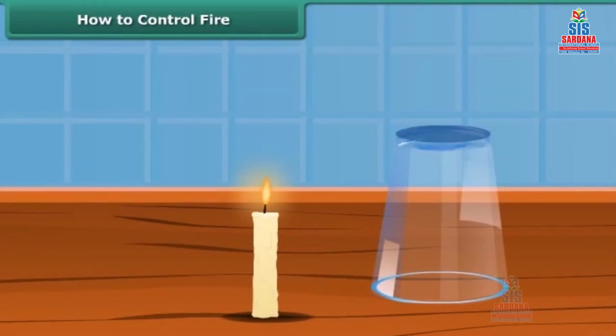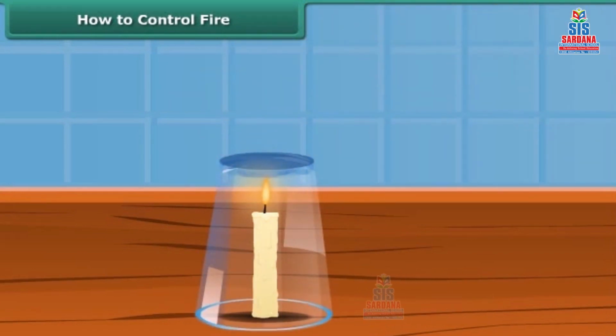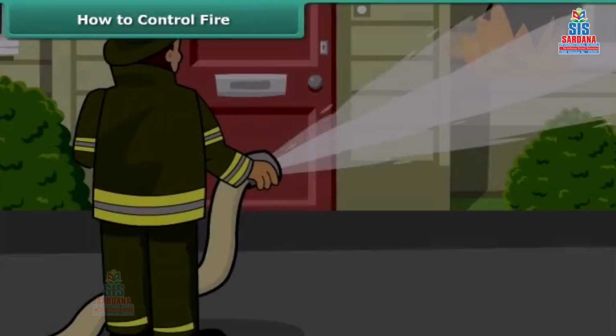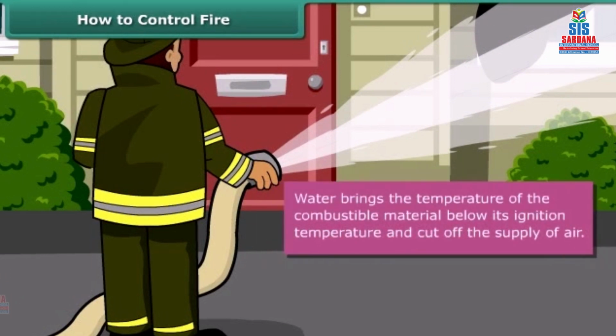Now we will see how the fire can be put off. Fire needs oxygen, heat, and fuel to exist. However, it can be extinguished by removing any one of them. You must have seen firemen throwing water on the fire and the fire gets extinguished. Water brings the temperature of the combustible material below its ignition temperature and cuts off the supply of air.